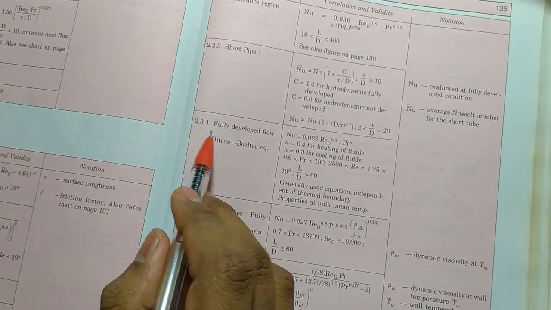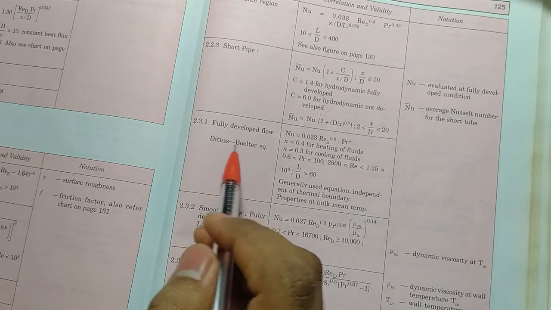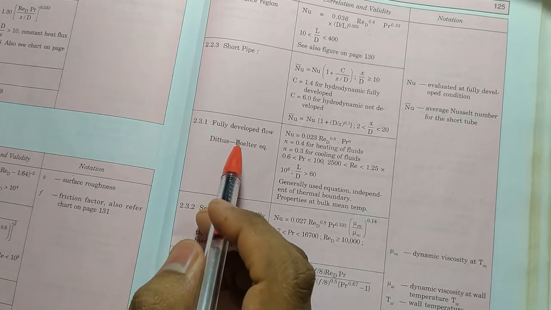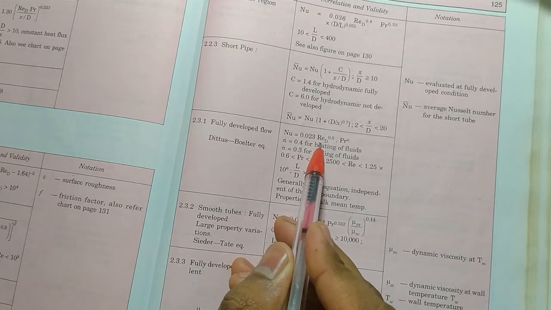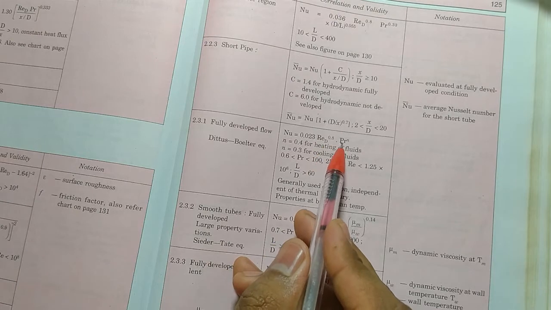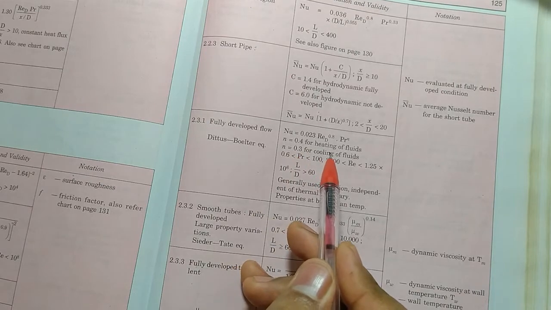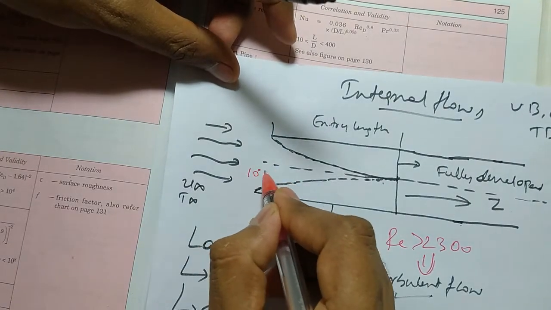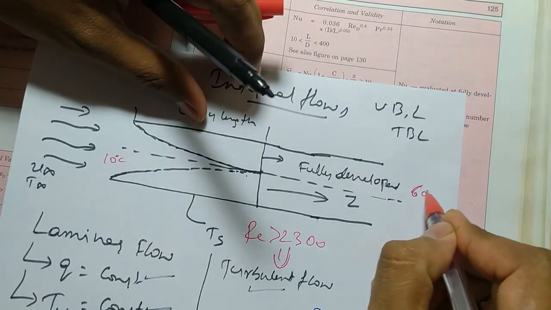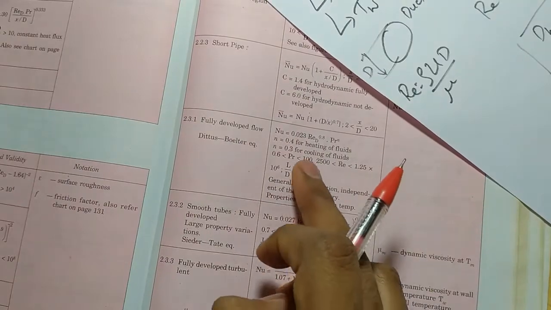And to calculate the Nusselt number, you are using the 2.3.1 equation. This is the very common equation we are using for the turbulent condition. Keep it in mind, this is the common equation we are using for all turbulent flow conditions. That is 0.023 Reynolds number to the power of 0.8 Prandtl number to the power of n, where n is the constant, n equals 0.4 for heating of fluids. Suppose the fluid is coming in at 10 degrees centigrade and leaving at 40 or 60 degrees centigrade. Here the fluid is heated, in that condition n equals 0.4.